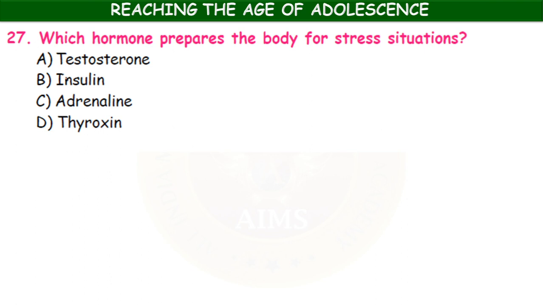Which hormone prepares the body for stress situation? Testosterone, insulin, adrenaline, thyroxin. It is the adrenaline.